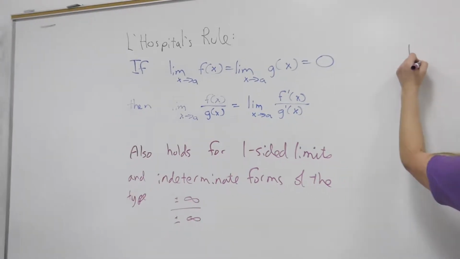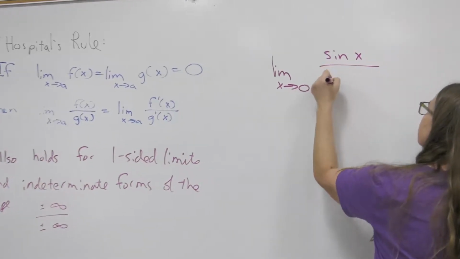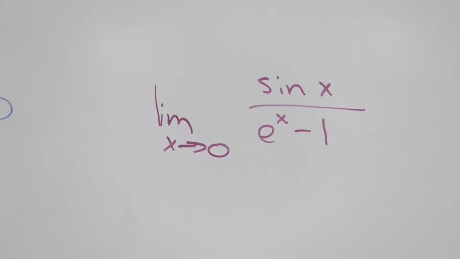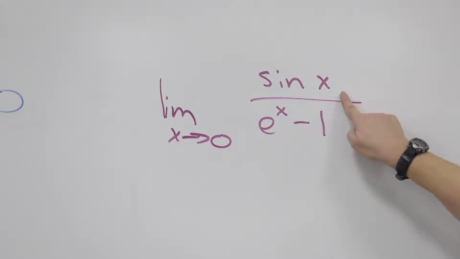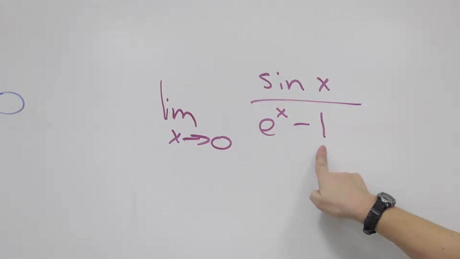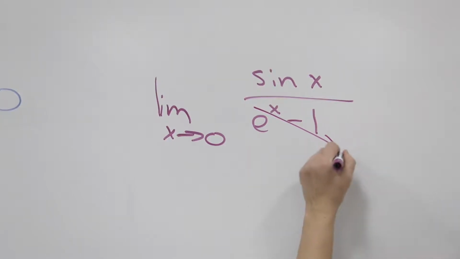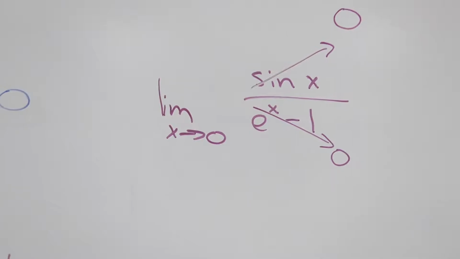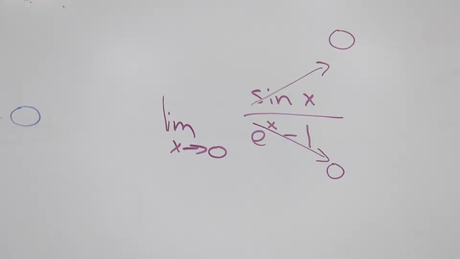Let's suppose I wanted to take the limit as x approaches 0 of sine x over e to the x minus 1. Now, if I try just naively plugging in 0, I would see that on top I get sine of 0, which is 0. And on bottom, e to the 0 is 1 minus 1 is 0. Now, I can't plug in 0, because the bottom is going to 0 and the top is going to 0. Notice my notation.